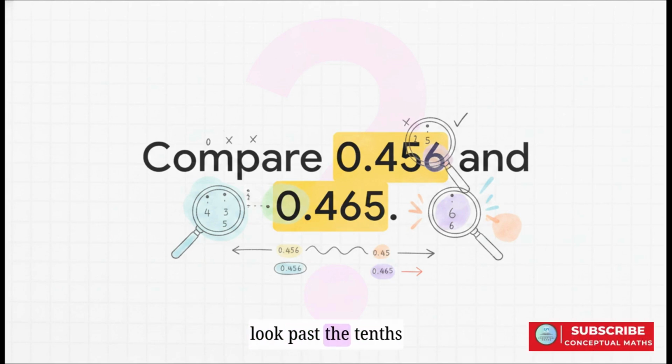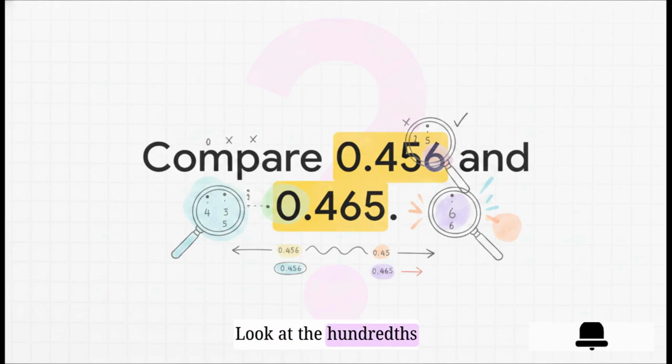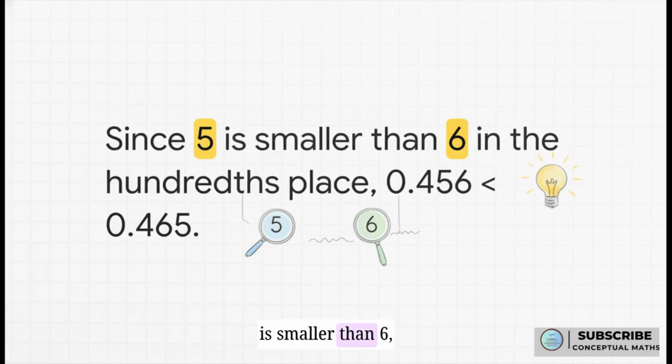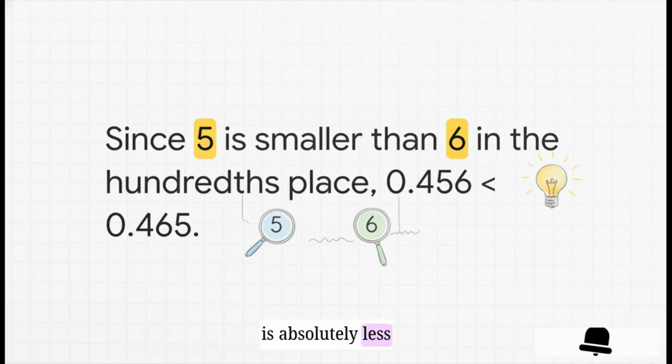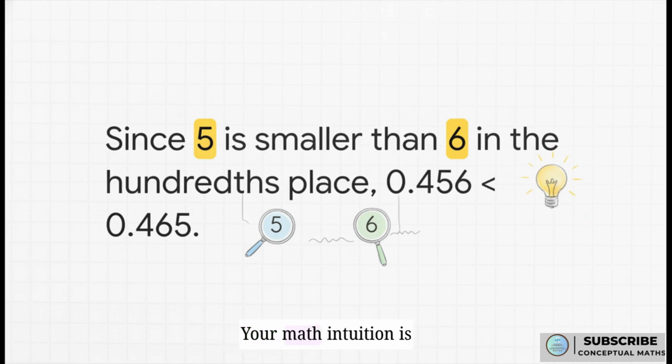So we have to look past the tenths and check the next column to the right, which is the hundredths place. Look at the hundredths digit in both numbers. We have a 5 and we have a 6. Exactly! Since 5 is smaller than 6, 0.456 is absolutely less than 0.465. Look at you go! Your math intuition is growing by the minute.